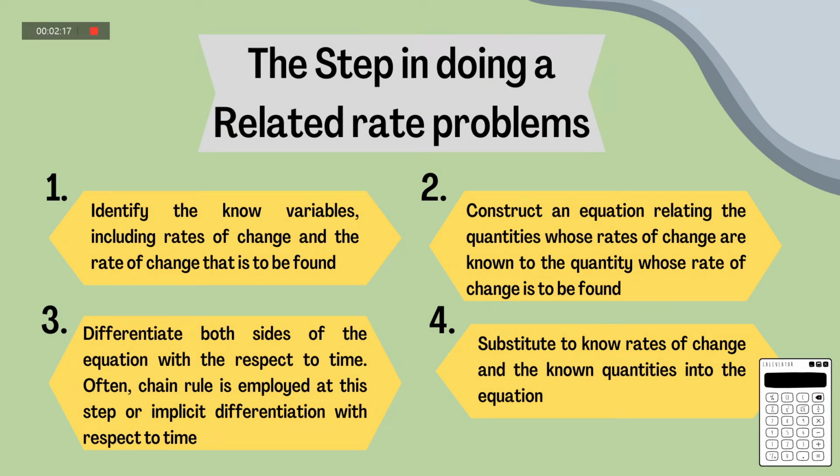So what are the steps in doing related rate problems? First, identify the known variables including rates of change and the rate of change that is to be found. Second, construct an equation relating the quantities whose rates of change are known to the quantity whose rate of change is to be found. Third, differentiate both sides of the equation with respect to time. Often the chain rule is employed at this step, or implicit differentiation with respect to time. Lastly, substitute the known rates of change and the known quantities into the equation.